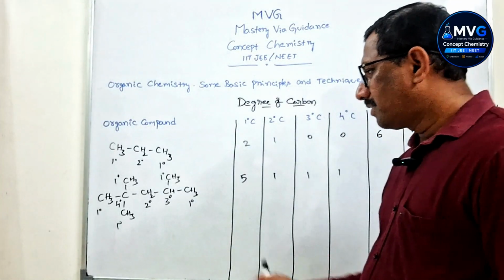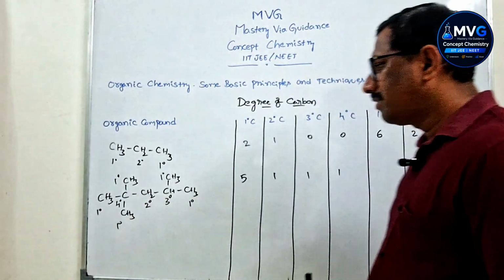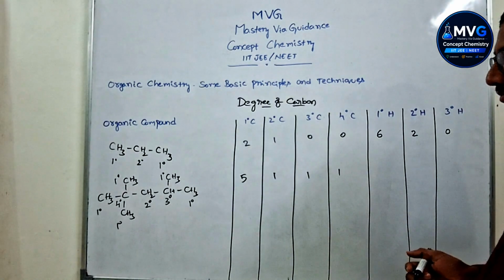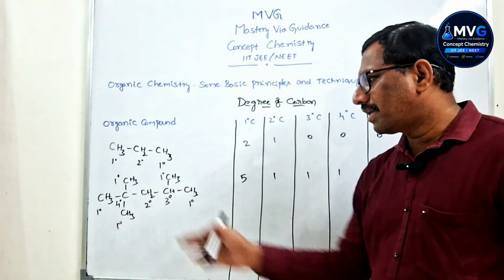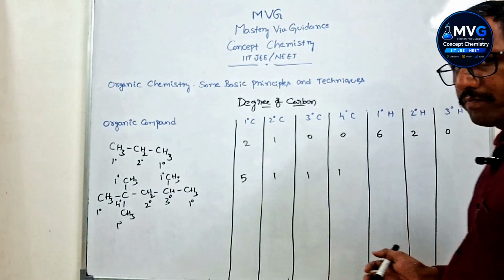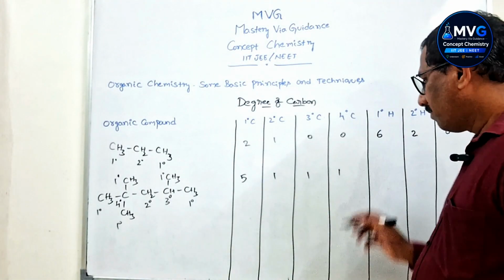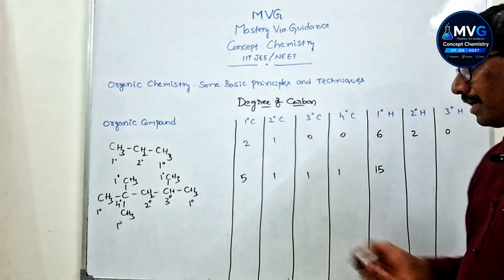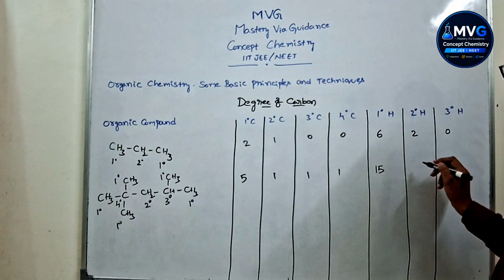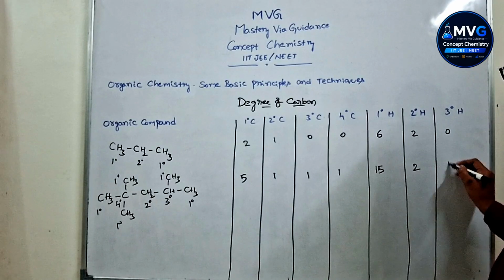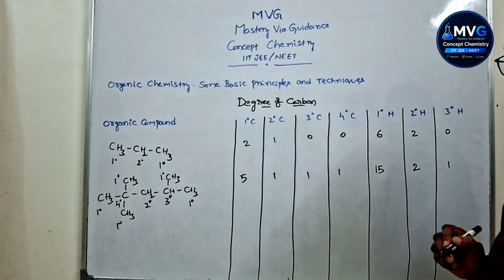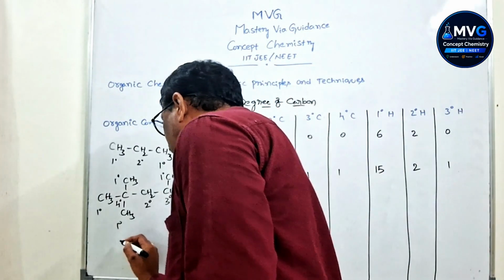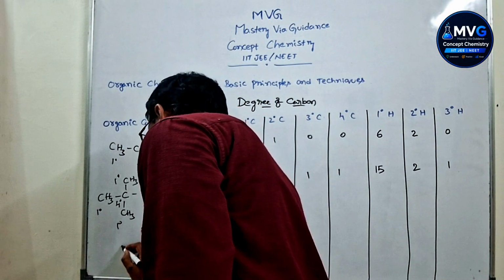Next, hydrogens. Primary carbon attached hydrogens are the primary hydrogens. So find how many hydrogens are there. Now here students, 15 primary hydrogens are there, secondary hydrogens 2 are there, tertiary hydrogen 1 is there. So like this, students.